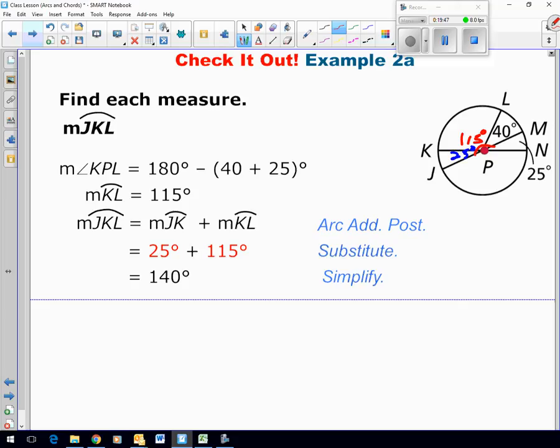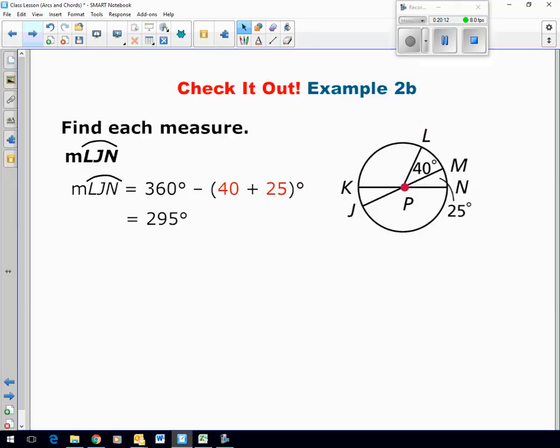What would be the measure of arc JKL? We're talking about that. What do I have to do, y'all? You gotta add. Add what? 25 and what? What do you get? 115 and 25 is 140. Right on. I could do it another way if I wanted to go LJN.